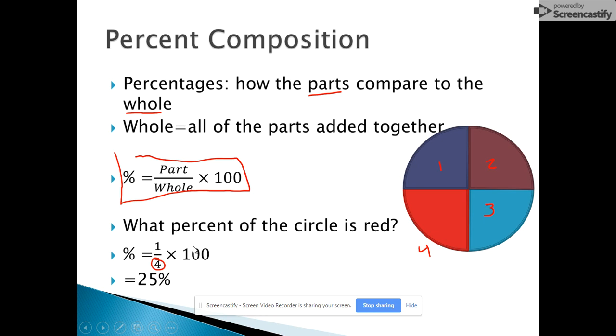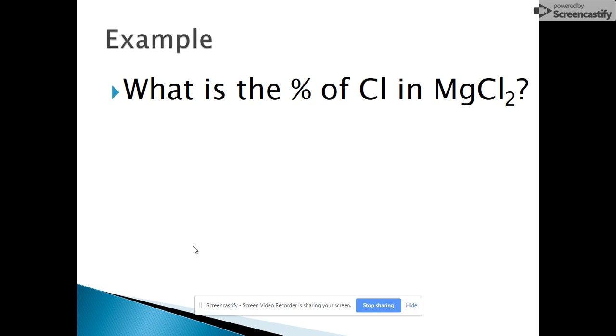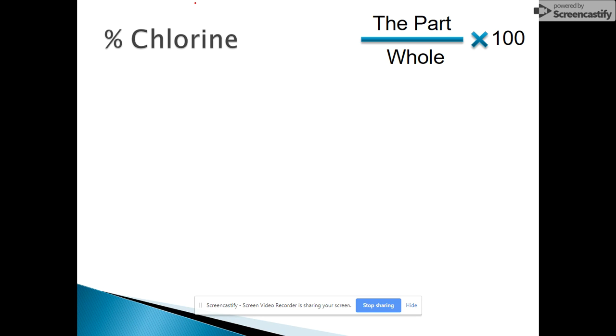But in chemistry, when we talk about percent composition, we're talking about the percent composition in a compound. So in our first example, we're going to look at what is the percentage of chlorine in magnesium chloride. So our compound is MgCl2, and we need to figure out the part and the whole. The part is always going to be the element. The whole is going to be the compound. Sorry, and by that I mean the mass.